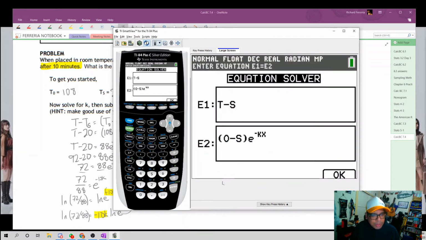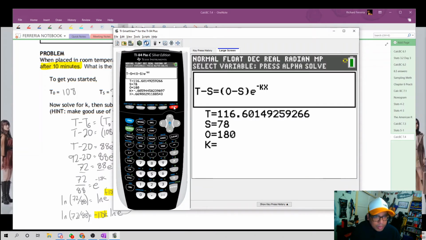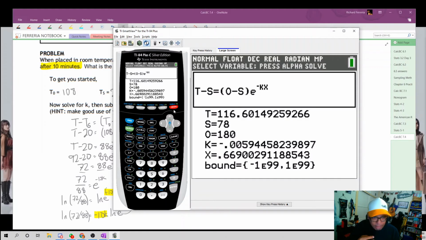Similar, it just looks a lot nicer, of course. E1 is the left side, E2 is the right side. I'm using the same variables here: T, S, O, K, and X. And this time when I scroll, and if it would let me scroll, that'd be nice. There we go. I'm going to substitute all of the values that I know.